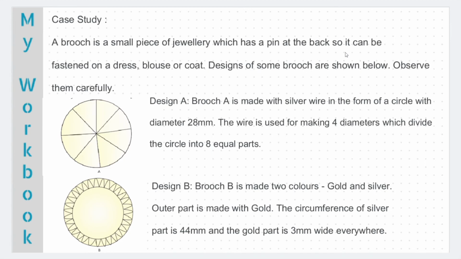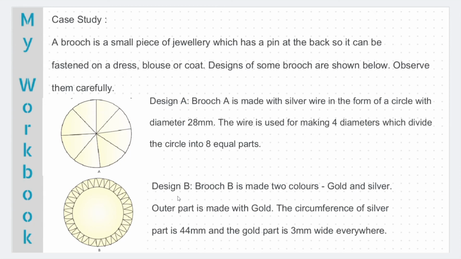Next question is a case study. A brooch is a small piece of jewelry which has a pin at the back so it can be fastened on a dress, blouse, or coat. Designs of some brooches are shown below. Observe them carefully. Design A. Brooch A is made with silver wire in the form of a circle with diameter 28 mm. The wire is used for making 4 diameters which divide the circle into 8 equal parts. So this is the design A.